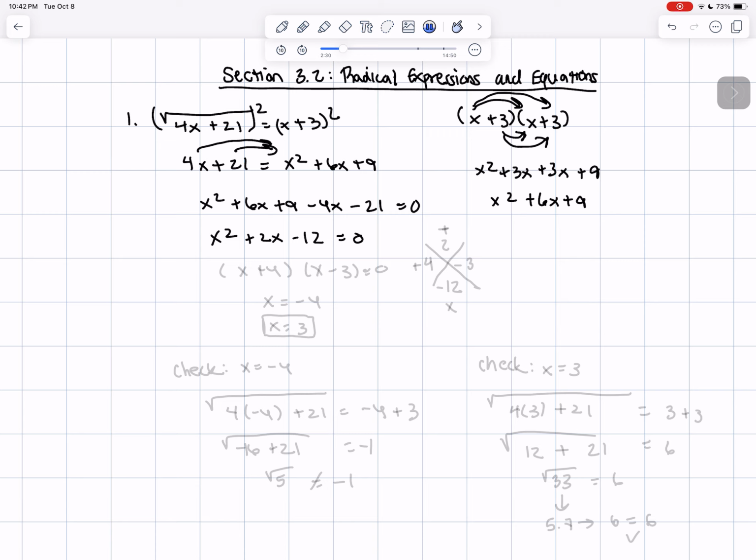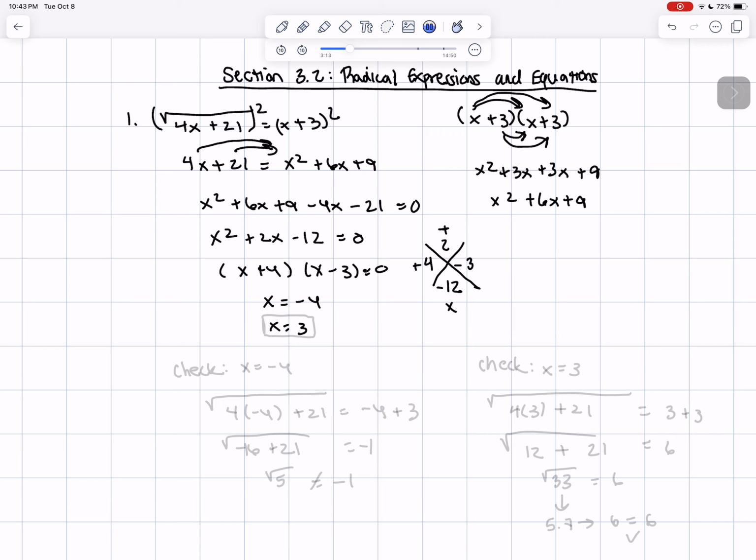And then what can we do? Well, I'm going to factor. So what numbers will multiply to give me negative 12 and add to give me 2? Well, two numbers are 6 and 2, but that wouldn't work. Let's try 4 and 3. In this case, the 4 needs to be positive and the 3 needs to be negative. So we get (x + 4)(x - 3) = 0. So we know that x will be negative 4 here, and x equals 3.